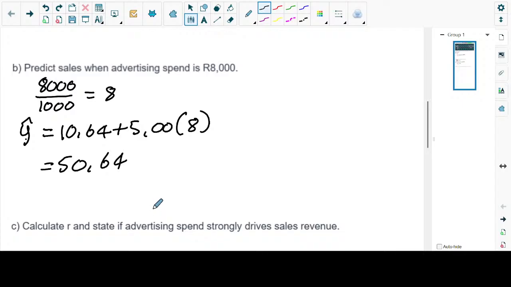Remember, this is not the final answer, guys. We're still supposed to multiply this by 1,000. Multiply by 1,000, it's equal to 50,640. My calculator is working. Okay, so we get 50,640.